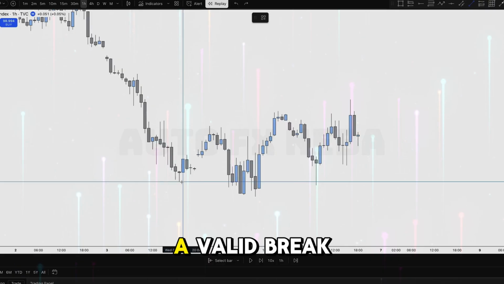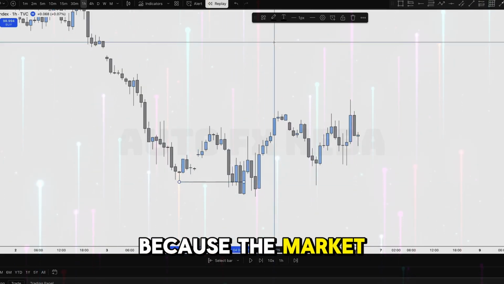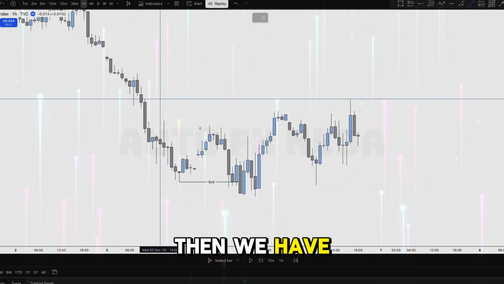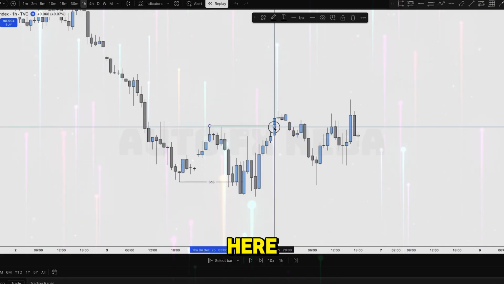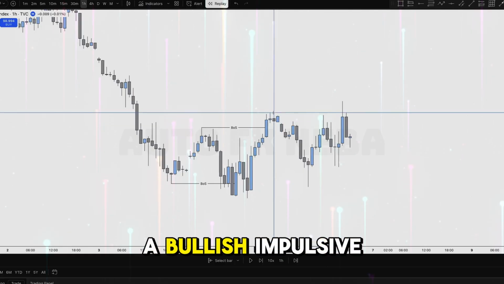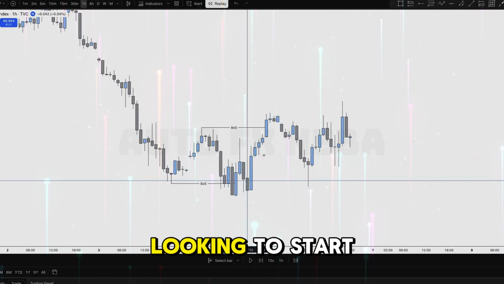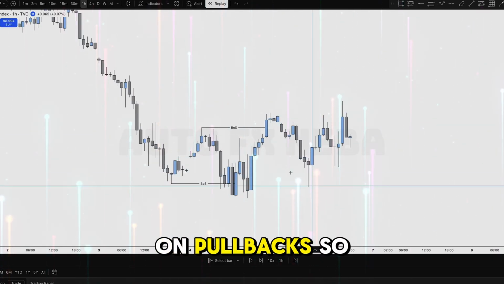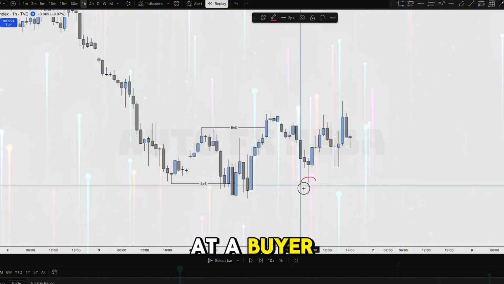So we have our valid break of structure down here because the market went and closed and made a new low. Then we have a valid break of structure up here because the market actually came up and closed as a new high. So this validates a bullish impulsive move. This is where we would be looking to start buying the market on pullbacks. So for example, you could look at a buy from down here.